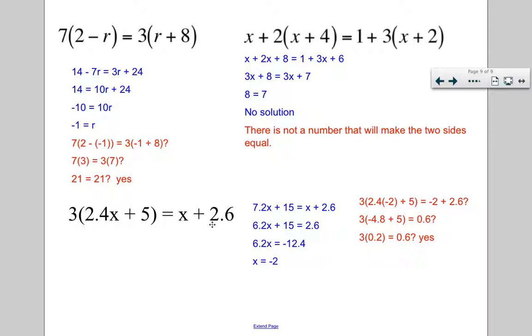Okay, in the last one, I distributed the 3 on the left side. I subtracted 1x from both sides, and then I divided both sides by 6.2, and that's how I got to the negative 2. And over here is where I checked it. I didn't put it below.